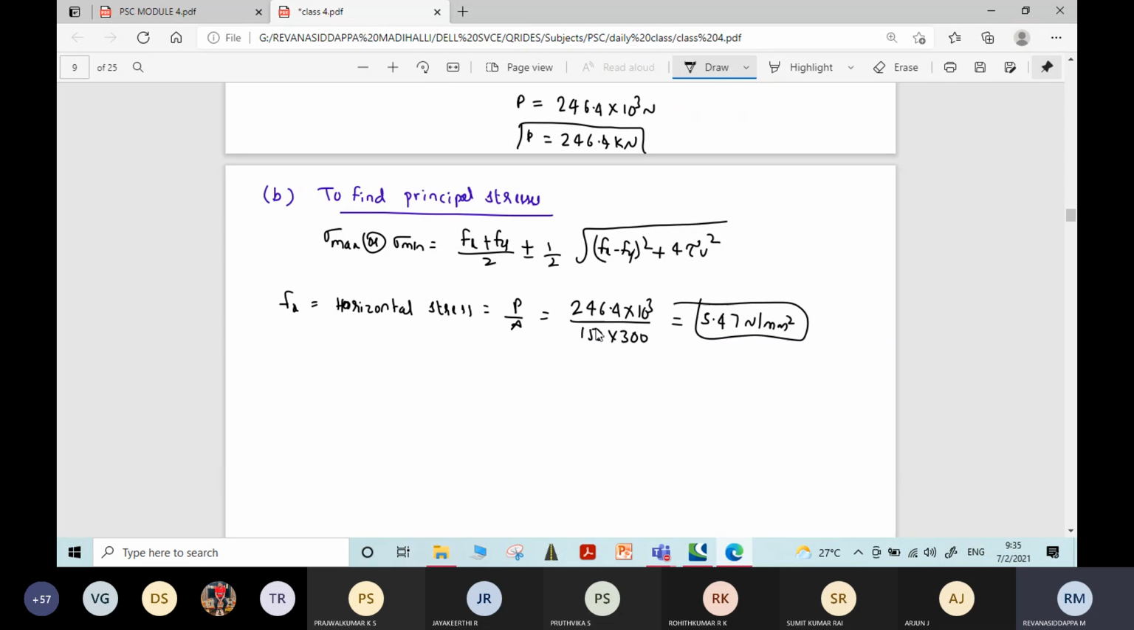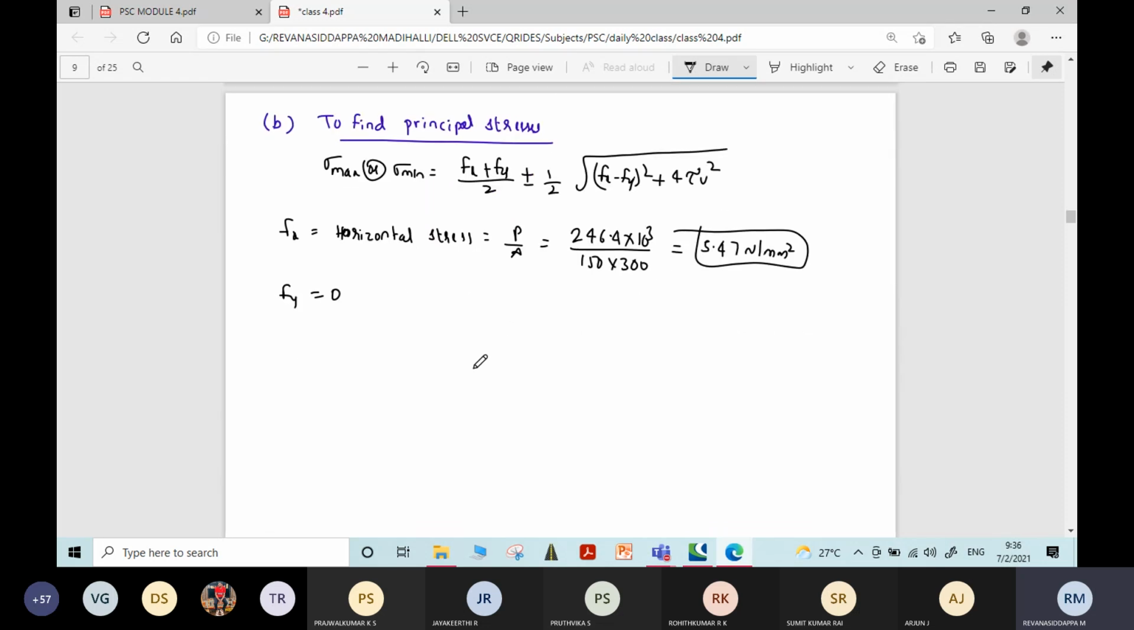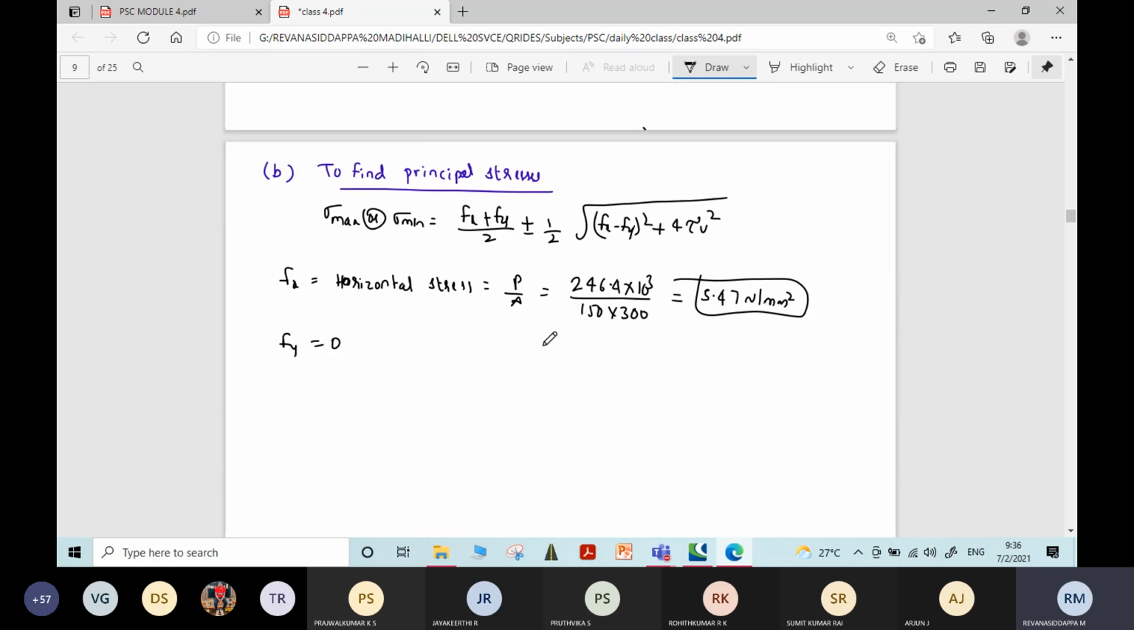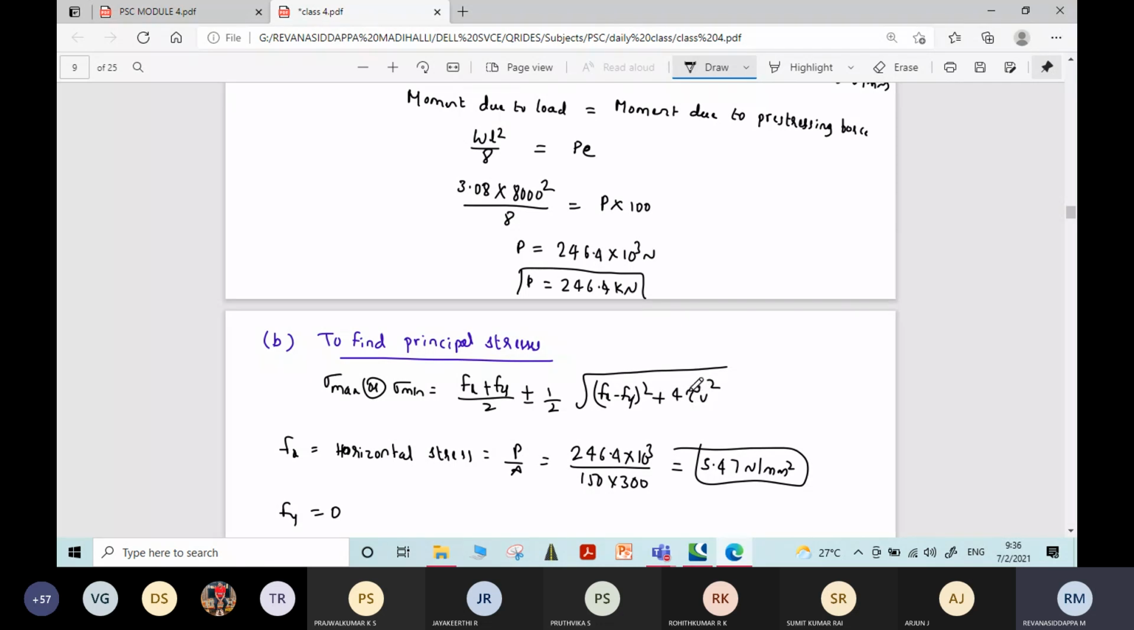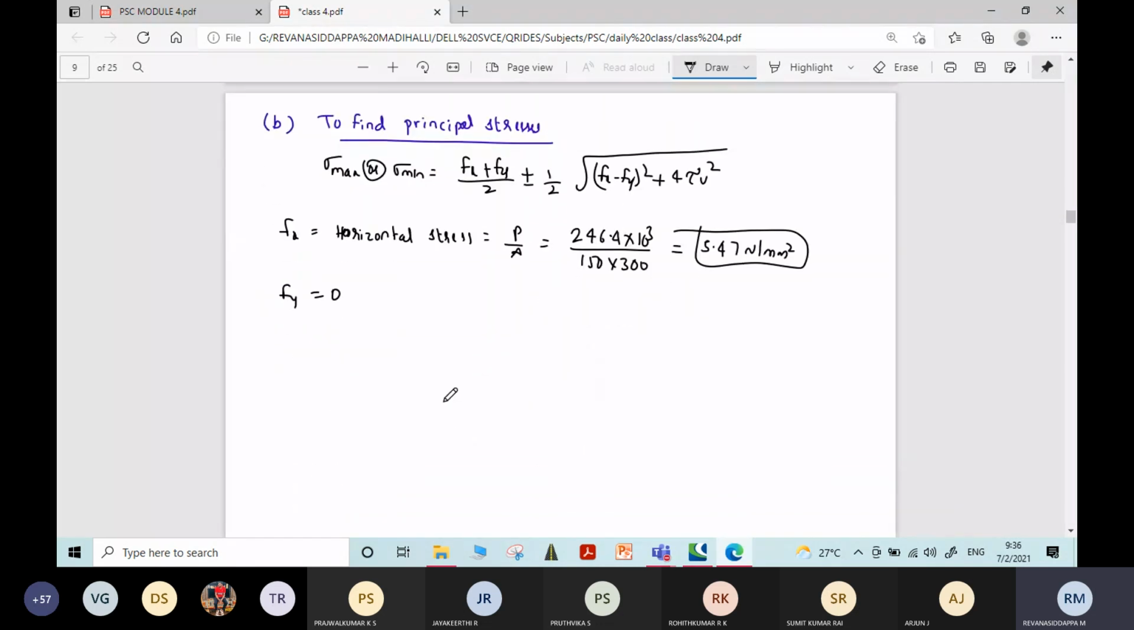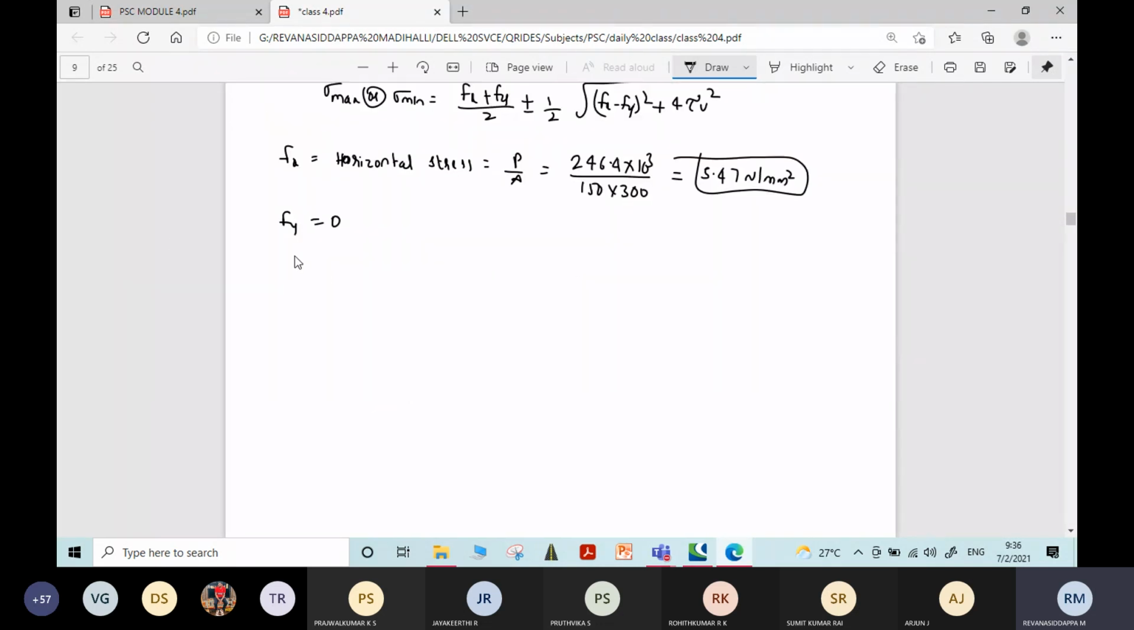Then fy will be equal to 0. There is no vertical pre-stressing given. Therefore fy will be equal to 0 only. Then what else is needed? You need tau v, that is shear stress. Here you write to find tau v.